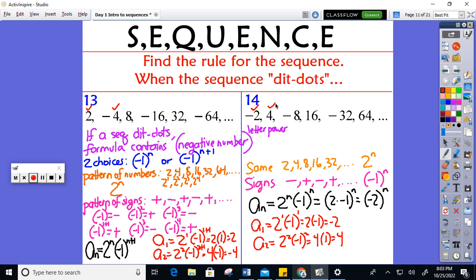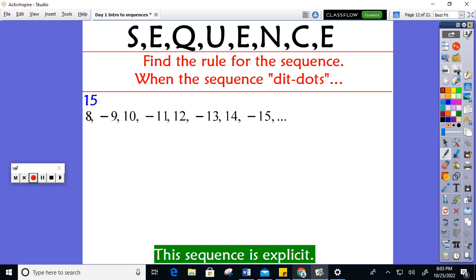Okay? So again, I'm encouraging you, if you get one of these, first get the pattern in the numbers, second figure out the pattern in the signs. Are the signs going to be a negative 1 to the n thing or a negative 1 to the n plus 1 thing? And then we'll dive deeper into this later, and I'll show you a little bit more about it.